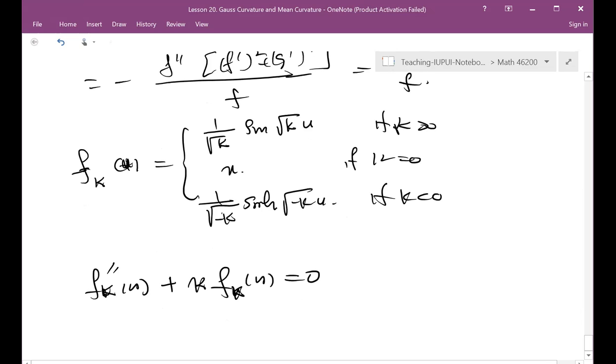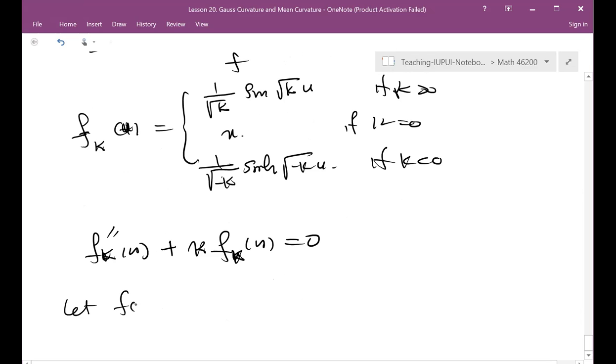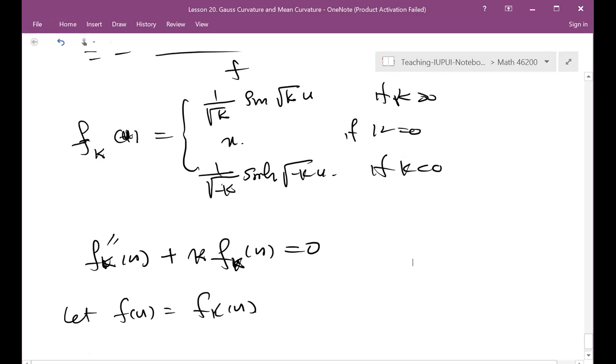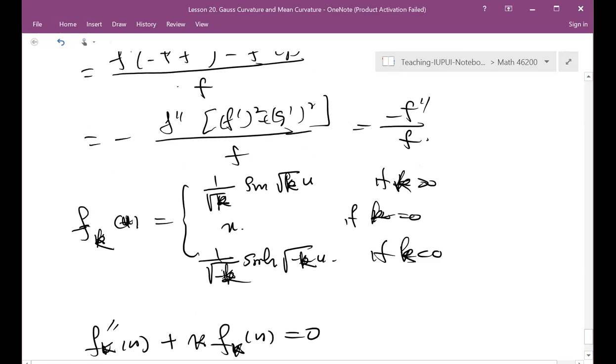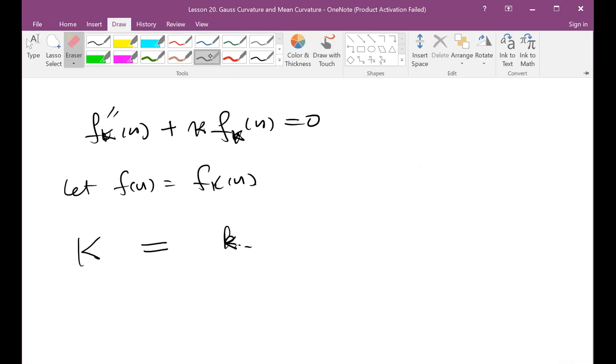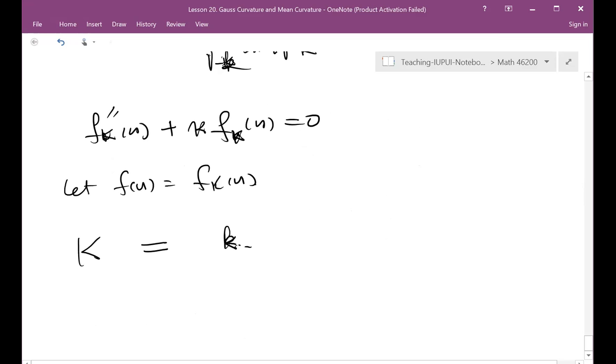That means if I use this f, let f_k(u) be f_k(u), then I plug into the above formula, the Gauss curvature is going to be just k. Or maybe I use little k here, otherwise it's a capital K. All right. So it is a constant. The Gauss curvature is constant k.